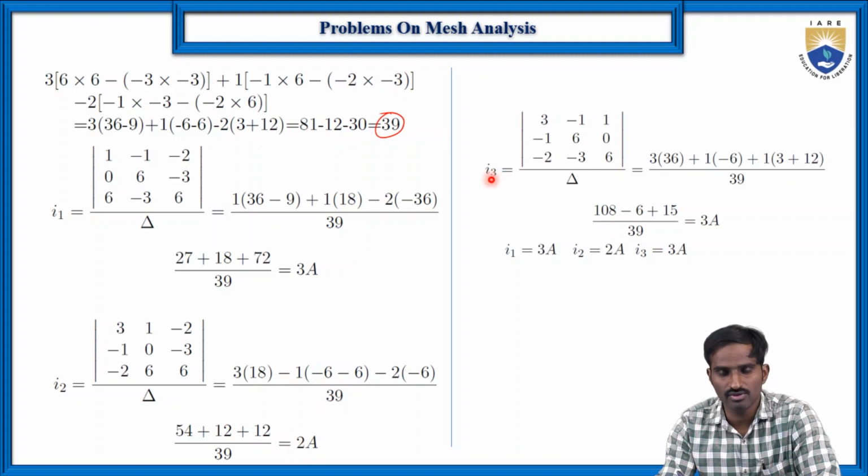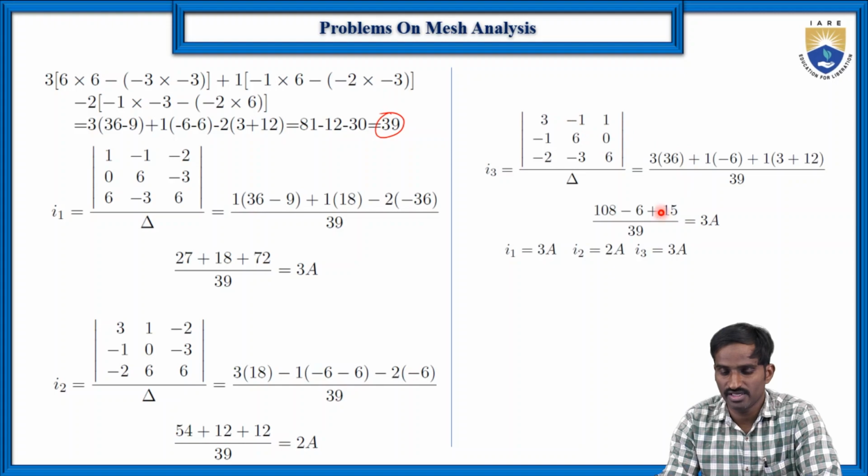And similarly, in the case of I3, we should replace the third column of the Z matrix with V1, V2, V3. So the third column of the Z matrix has been replaced with 1, 0, 6, which is the voltage matrix V1, V2, V3. Then determine the determinant of this particular matrix. Delta we have already calculated, which is 39. Then you will get the value of I3, which is equal to 3 amperes.